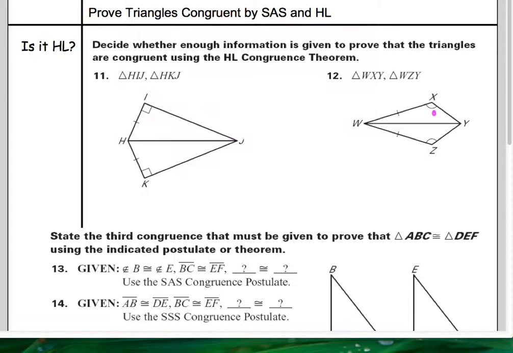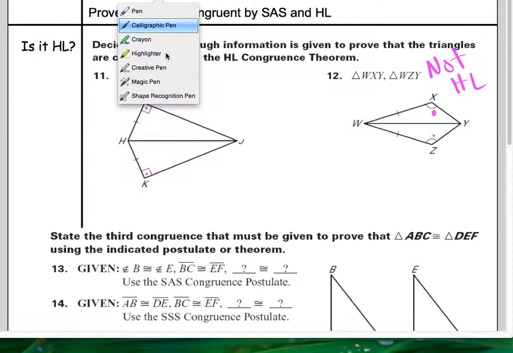These are not right angle markings here. So this is not HL. And then I'm not going to think about it anymore. Let's look over here at 11. 11 does have right angle markings. So it's a possibility that it's using hypotenuse leg theorem.